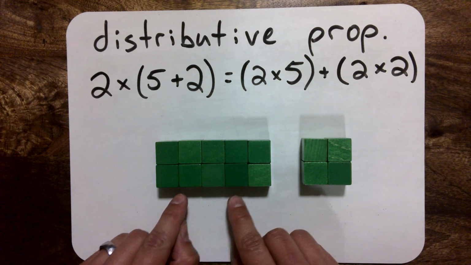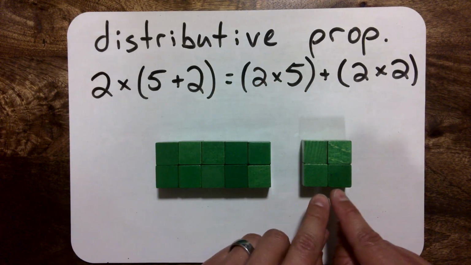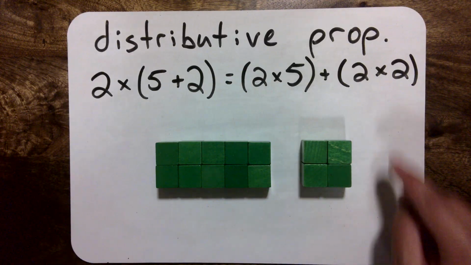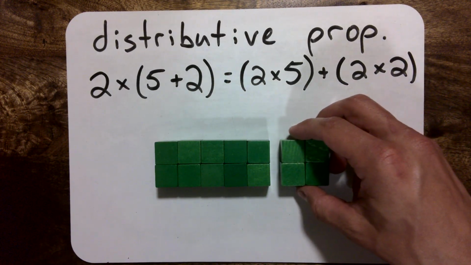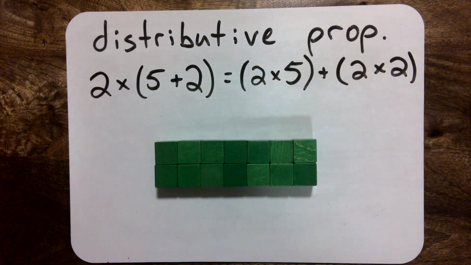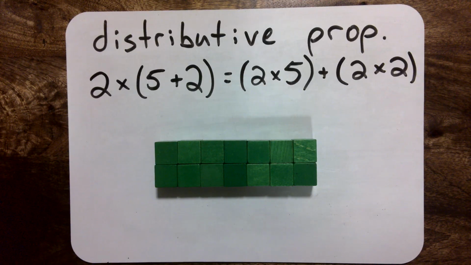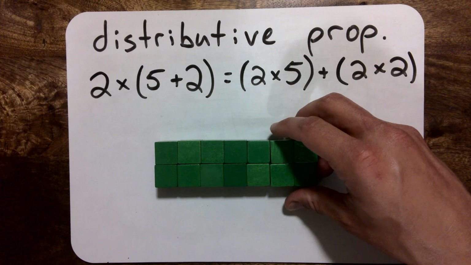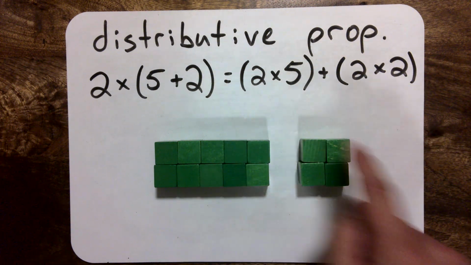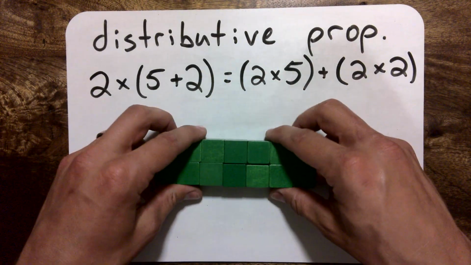But now on the left-hand side, we have 2 rows of 5, 2 groups of 5. That's the 2 times 5. And we also have 2 groups of 2. That's the 2 times 2. And then we would just be adding these together, and we get back to our original model, the 2 rows of 5 plus 2. The reason they're equal is that we're just thinking of this as a different structure. We're not changing the total number of cubes, the total number of square units. So that's our concrete model.